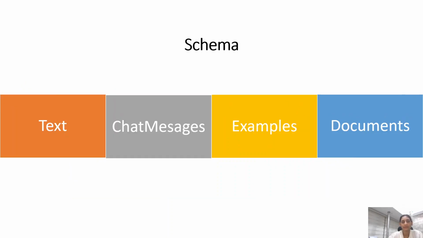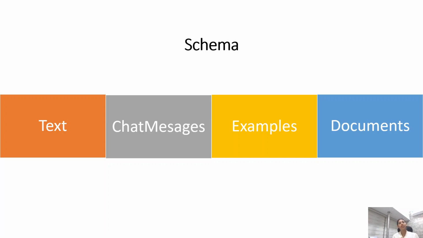So let's begin. Okay, so now let's talk about schema. Every language that is available, such as Python or Java, has its own data types, right? Something like int, long, string, double, all of these are data types. Now, similarly, schema is also defining the basic data types that are used throughout the code base in LangChain. Okay, so now schema can be further divided into text, chat messages, examples, and documents.